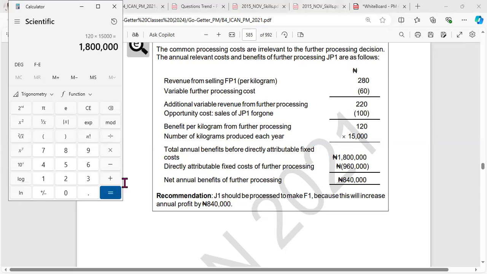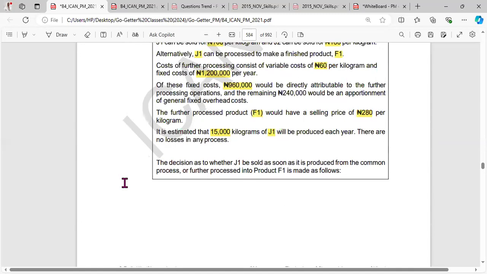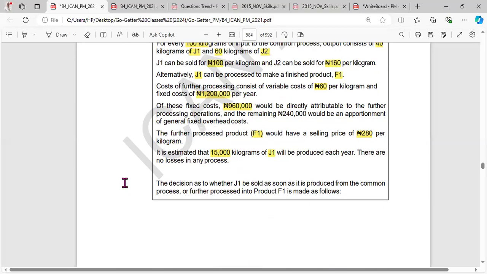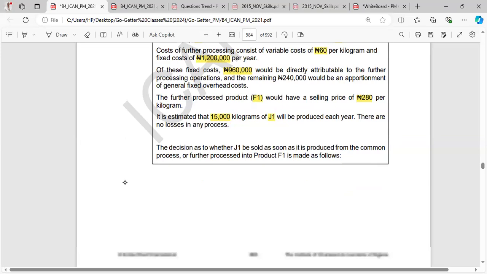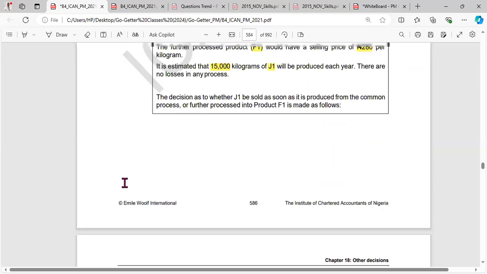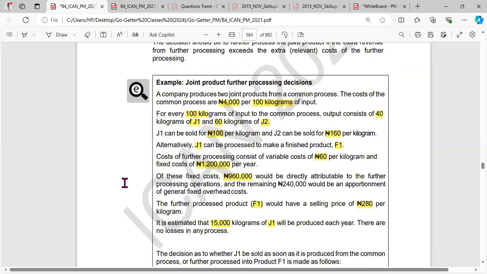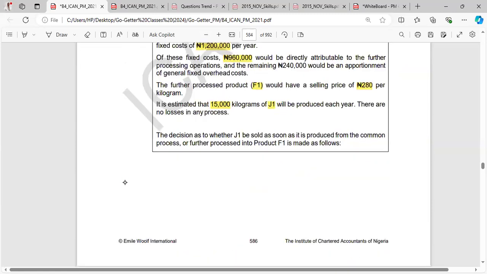Then we were told that there is a fixed cost. The fixed cost is 1,200,000, but it has been divided into 960 and 240. So 960 is directly attributable. The remaining 240 is general, so you leave that 240 general cost. So there are two costs that we didn't touch here: the common process cost of 44,000, and this remaining 240 was not touched here.